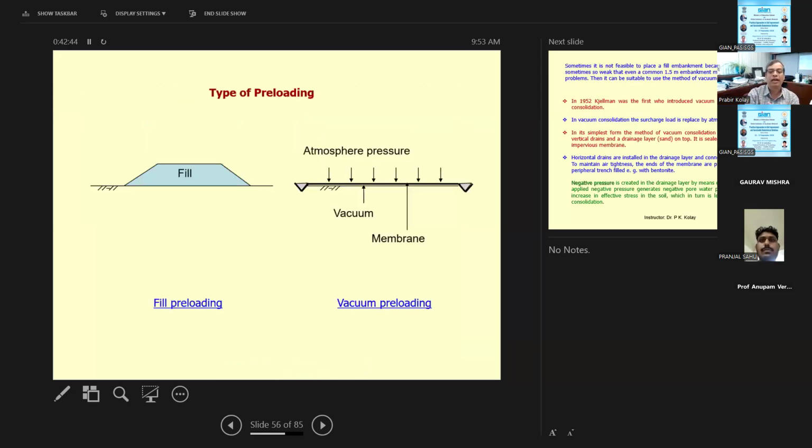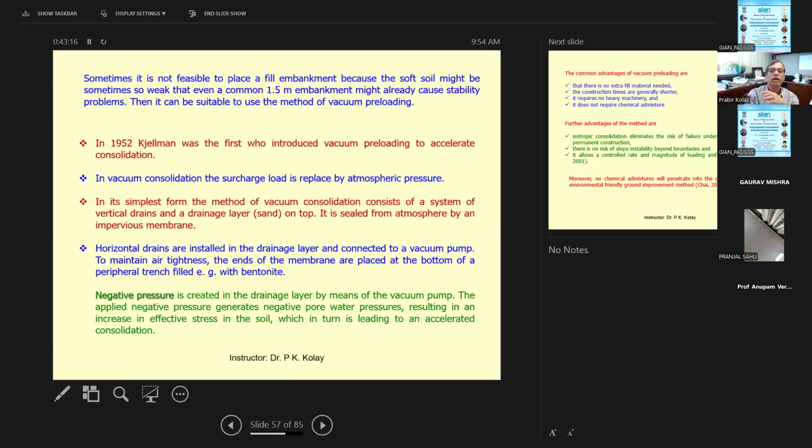So what is happening over here in the preload? This is the difference between the field preload and the vacuum preload. Field preload means you have to put a heap of soil, so we need this much quantity of soil. In the vacuum preload, you see there is no soil. The only thing is you have a sand layer and a little bit of barrier material to seal it, and then using atmospheric pressure. There is also a trench over here, and with the membrane, the vacuum preloading is going to occur. So these are different things. I'm not going to go into detail over here.